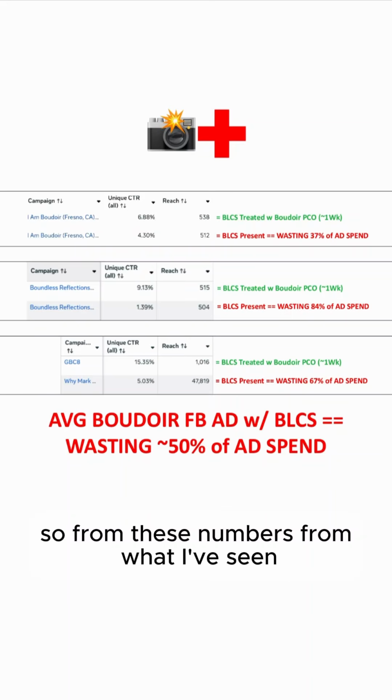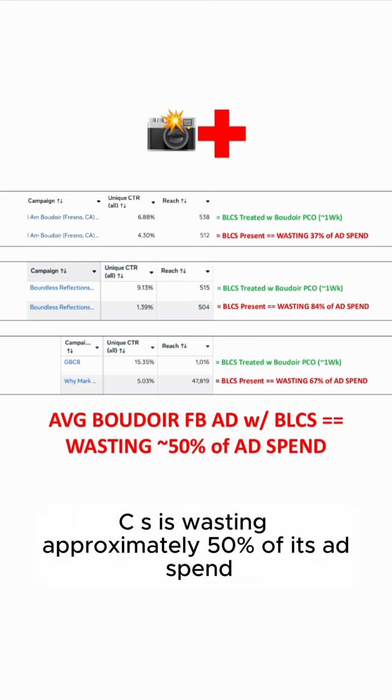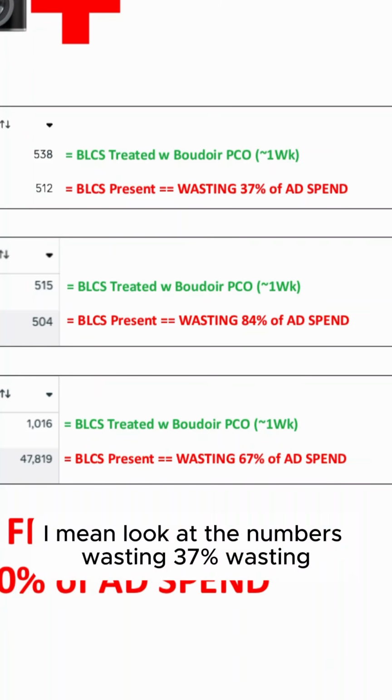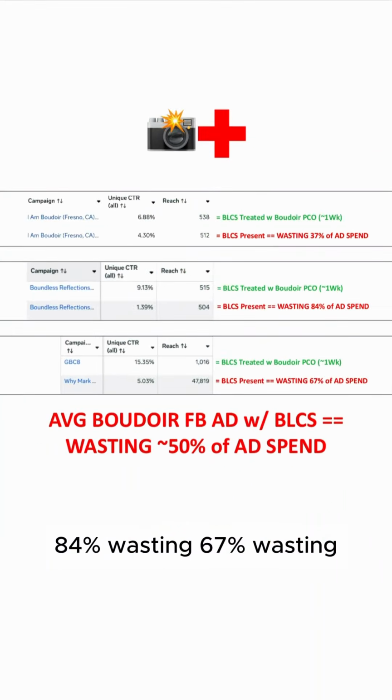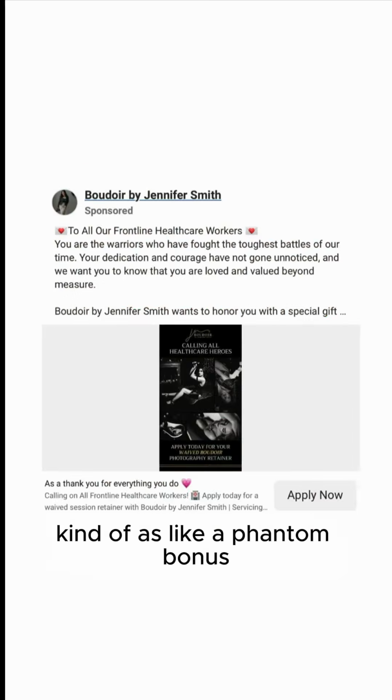So from these numbers, from what I've seen, the average boudoir Facebook ad with BLCS is wasting approximately 50% of its ad spend. I mean, look at the numbers: wasting 37%, wasting 84%, wasting 67%, so it's wasting approximately 50% of its ad spend bonus.